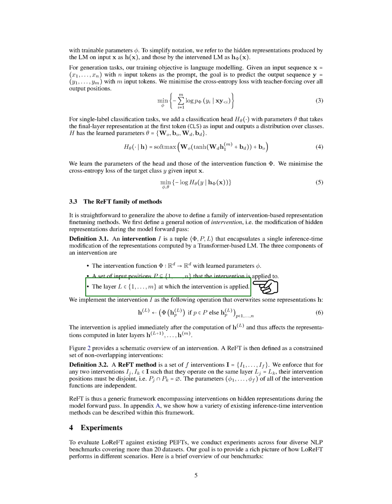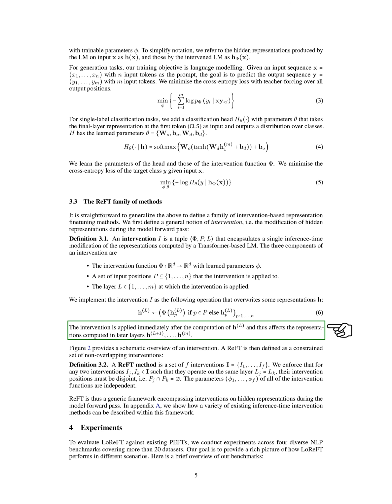An intervention consists of three components: an intervention function that changes the representations, a set of input positions where the intervention is applied, and the layer at which the intervention occurs. We implement an intervention by overriding certain representations after computing them at a specific layer. This modification affects the representations computed in subsequent layers.